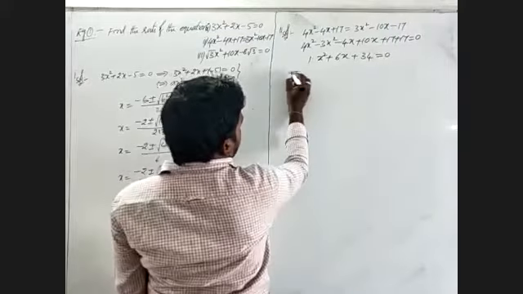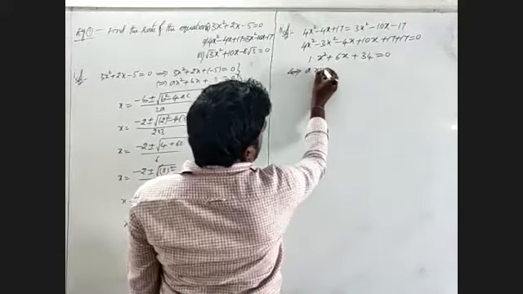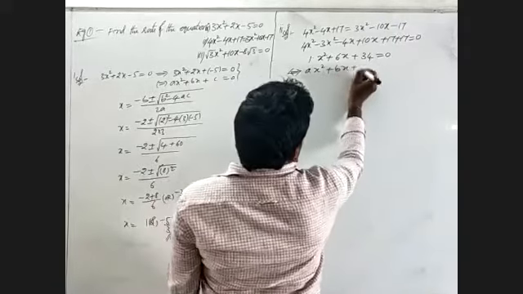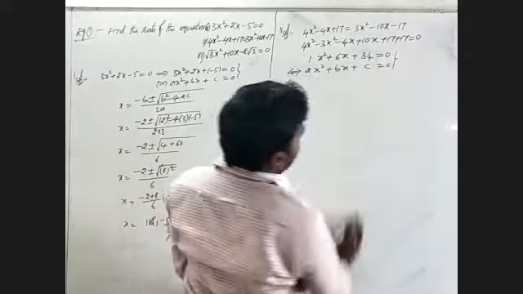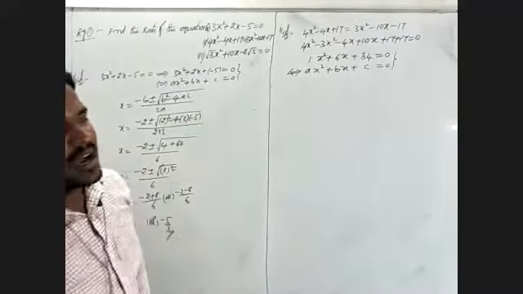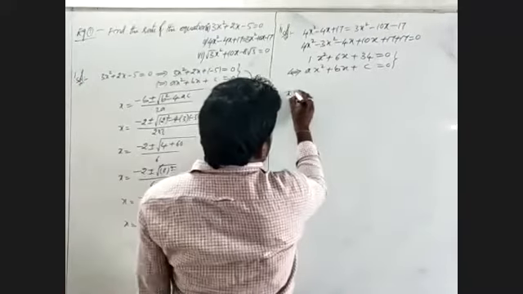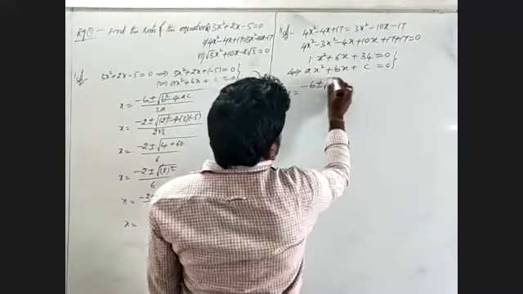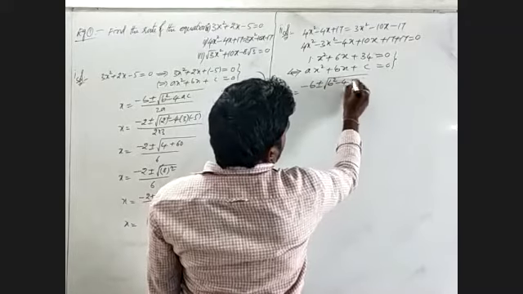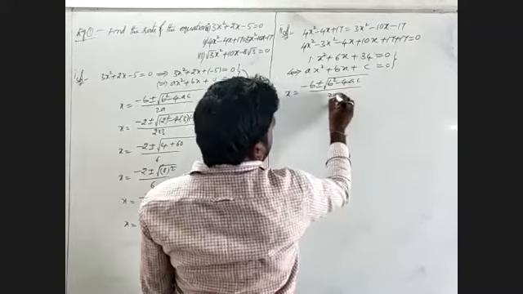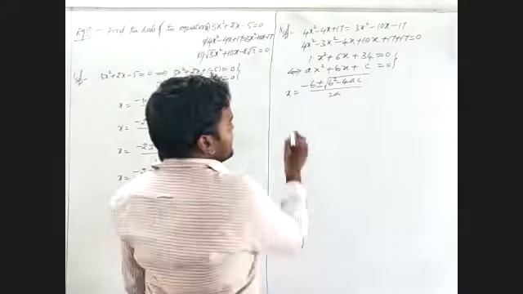Compare the given equation with ax² + bx + c = 0 and write the values of a, b, c. After that we will find the roots, so I will write x = (-b ± √(b² - 4ac)) / 2a. We have to apply their values.